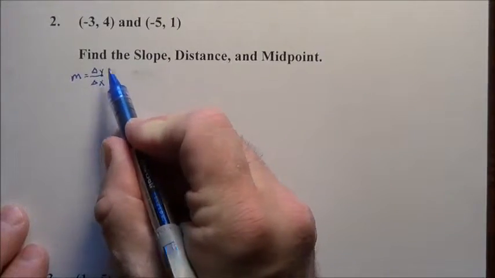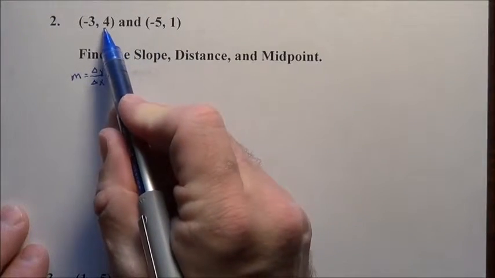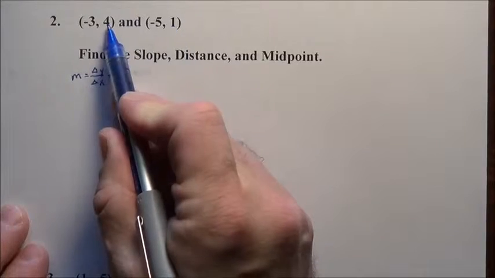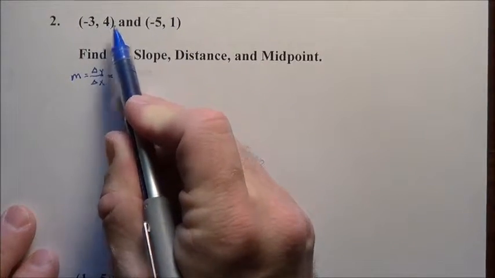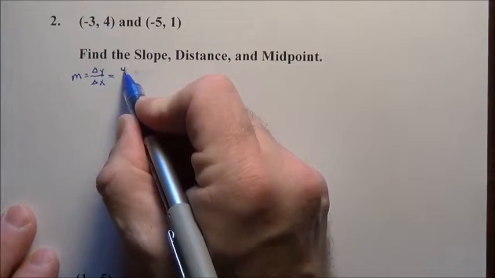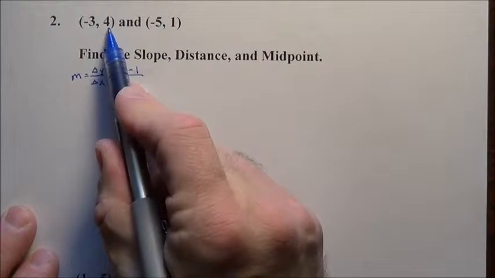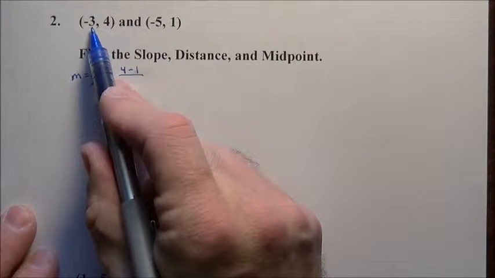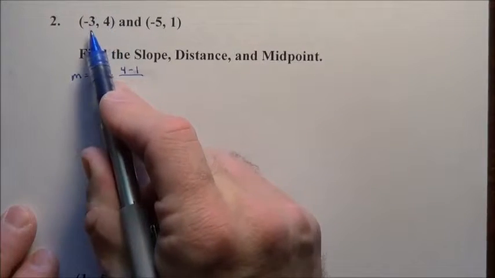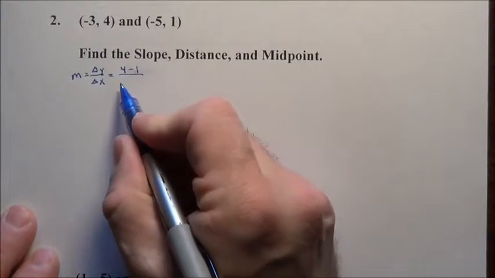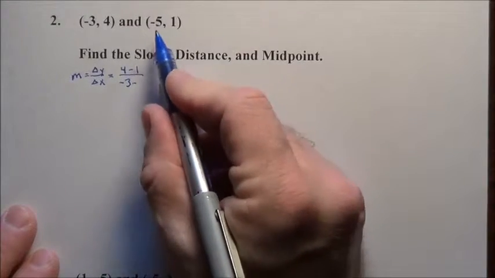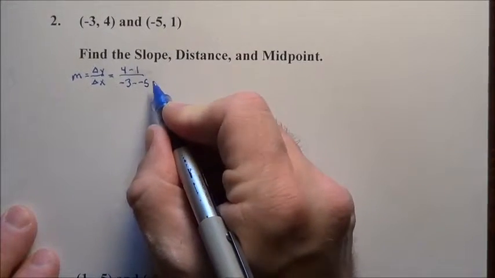So we do the change in y's. So I want to subtract my y's. Now you can either do 4 minus 1 or 1 minus 4. It doesn't matter. I like 4 minus 1. So I'm going to go 4 minus 1. Now here's the key. Since I started with this 4, I must start with the x value because I used him first as the y, so I got to use him first as the x. So it's going to be negative 3 minus negative 5 there.